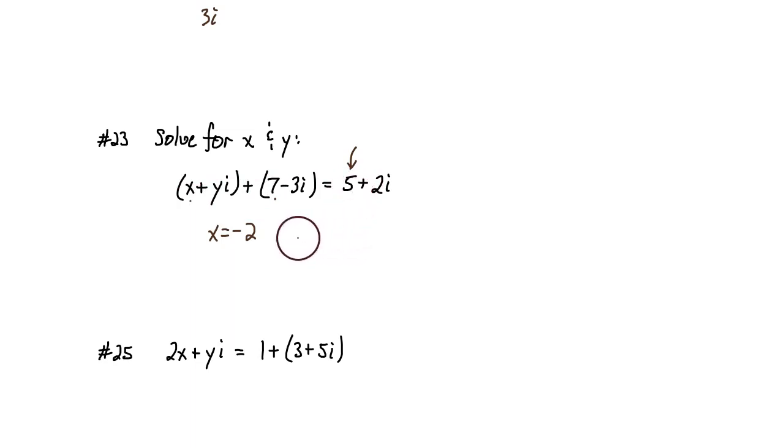Now let's get y figured out. Here is an i term, here's an i term, and those combine together to make 2i. So what's the y have to be? It has to be a 5, because 5i plus -3i makes 2i.